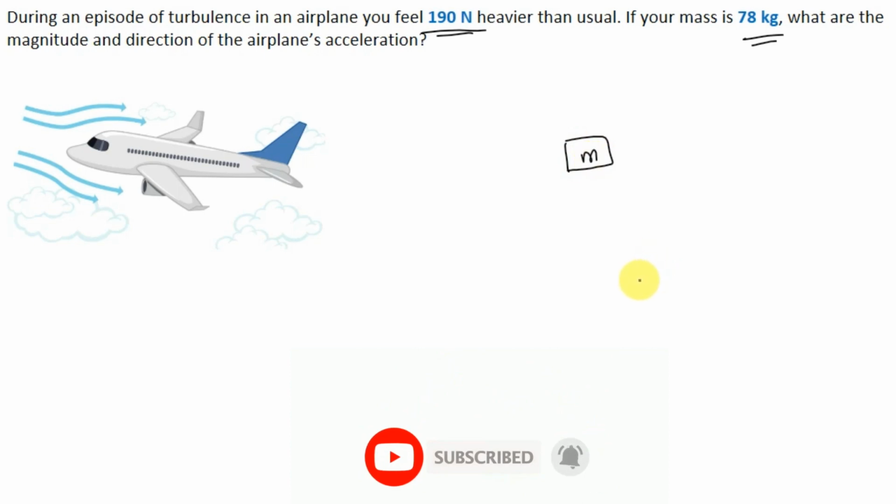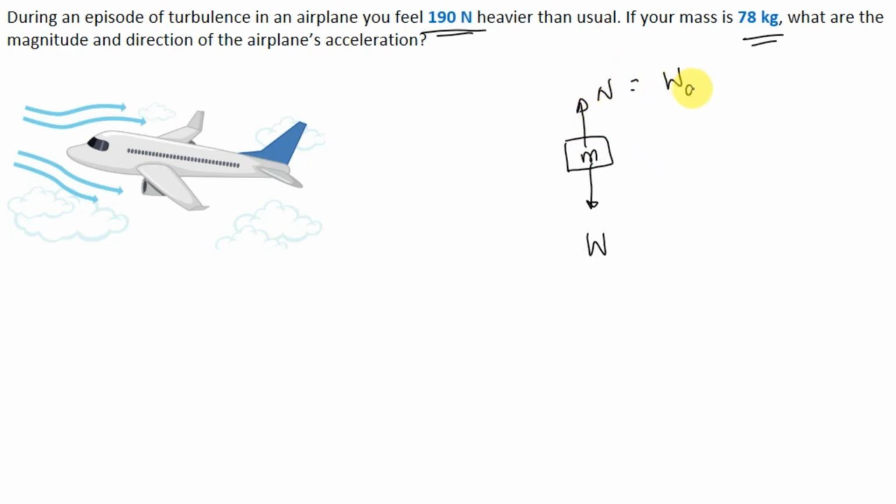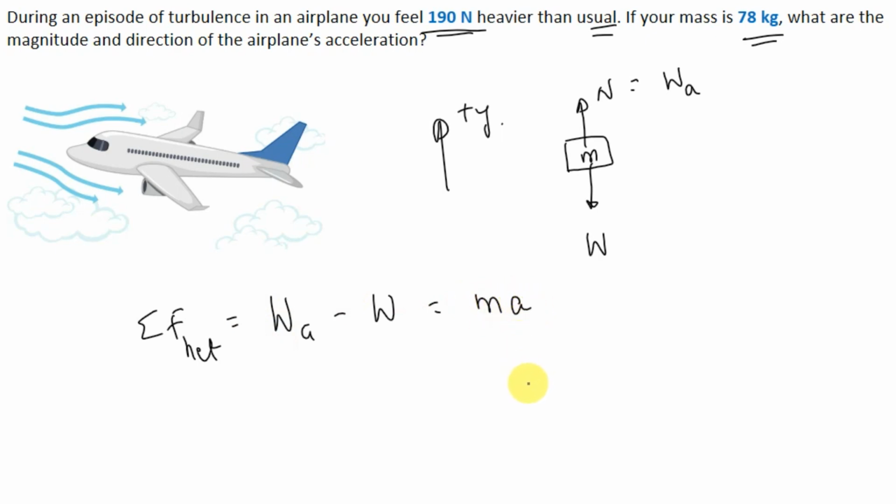Only two forces act on this person. First, the weight due to gravity, W, and the normal force exerted by the seat on the person, which is basically equal to the apparent weight WA. Now it says you weigh 190 Newton heavier than usual. That means this apparent weight should be greater than W, and I'm taking this direction to be positive y. So we can write WA minus W is the net force, and by Newton's second law of motion, net force equals mass times the acceleration a.